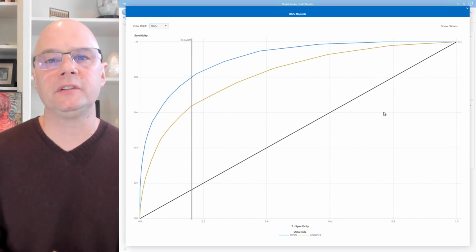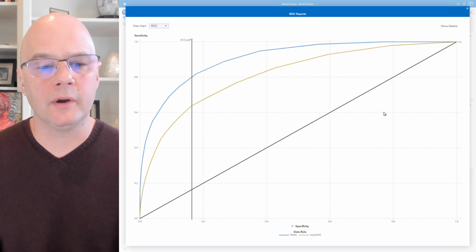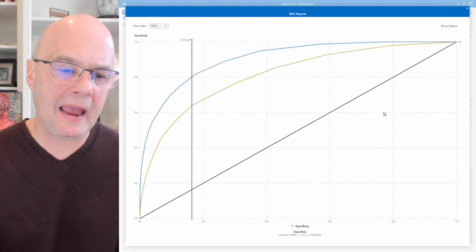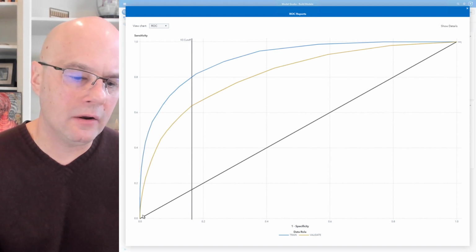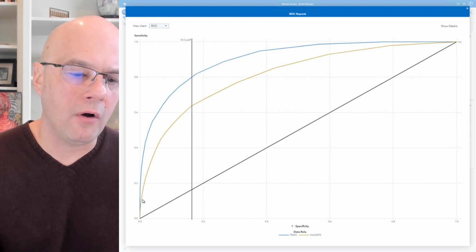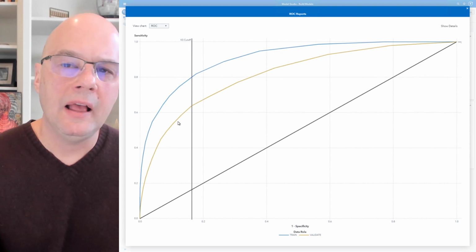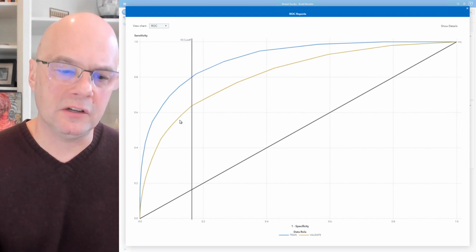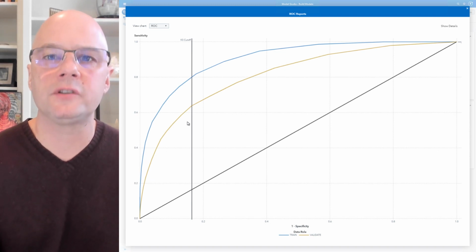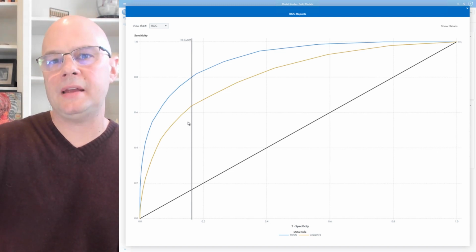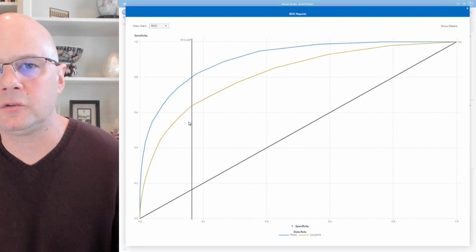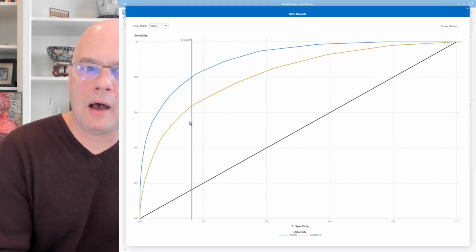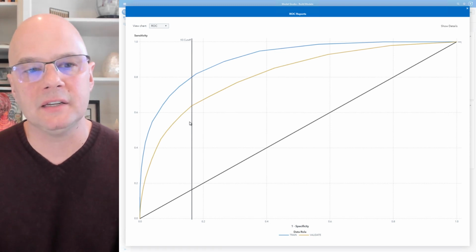We've got our reference line across the 45-degree angle. One thing I like to see from the forest right out of the gate is that the yellow line is starting off nearly vertical and is gaining quite steeply. That means for some of these initial cutoffs, the true positive rate is much higher than the false positive rate. That means the forest is doing a pretty good job at rank ordering those cases.